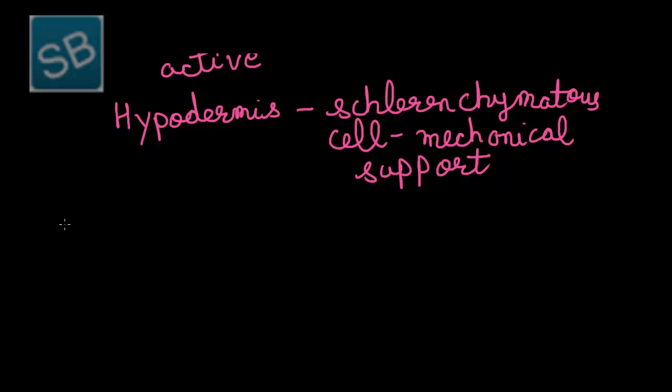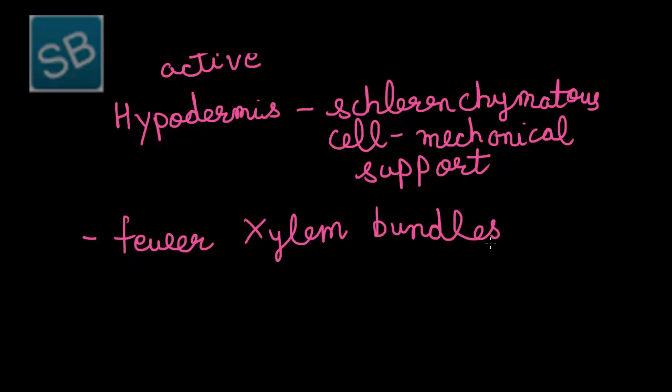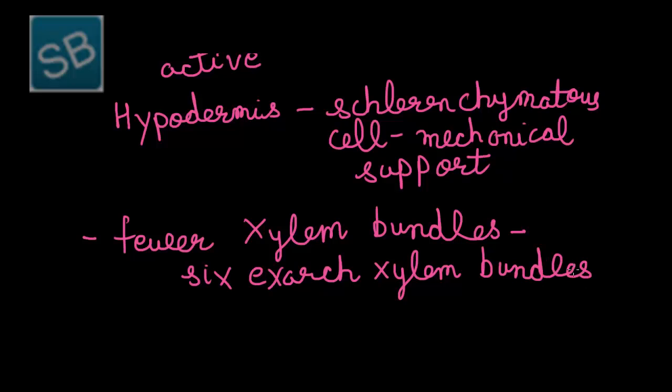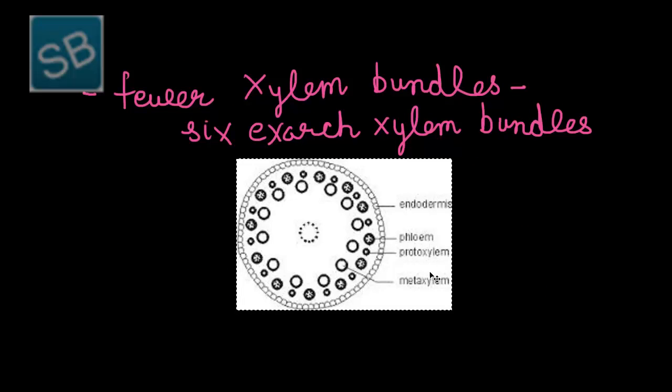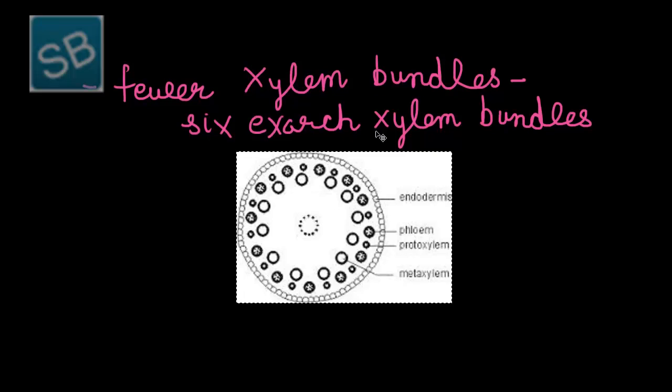However, as compared to the dicot root, which possesses 2 to 4 patches of xylem and phloem, here many xylem bundles are present, which are usually more than 6 xylem bundles. This means that when the protoxylem lies towards the peripheral side, the outermost region near the endodermis, and the metaxylem lies inside towards the pith, then the condition is known as exarch, which arises only in monocot roots.